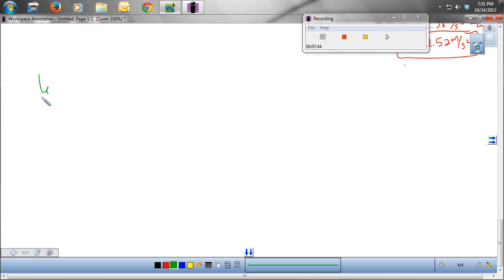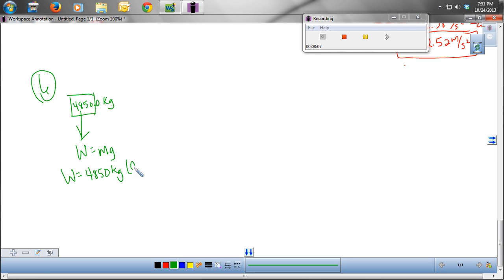Number 6 says, I have an elevator. So here's my elevator. It has a mass of 4,850.0 kilograms. And we know that the weight is mg. So we're going to take that 4,850 kilograms and multiply it by gravity of 9.8. When we make that math happen, we get 47,530 newtons. 47,530 newtons is the weight.